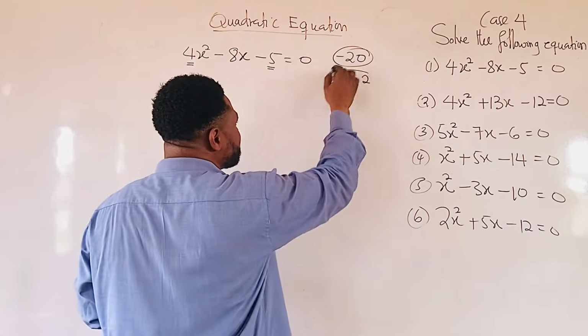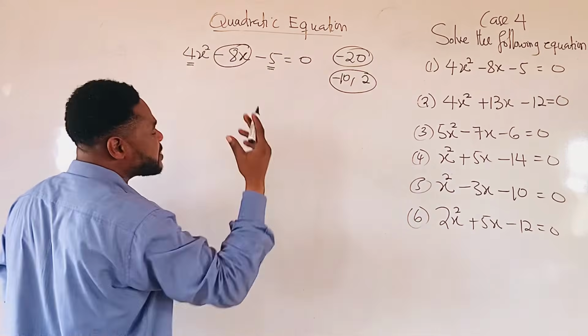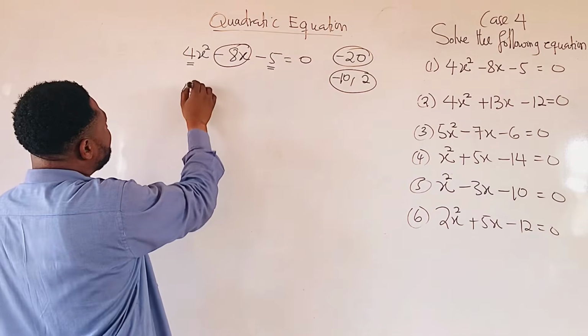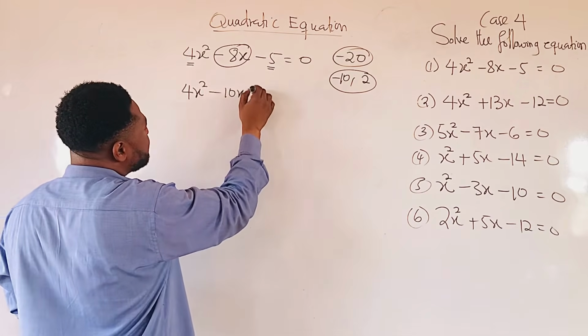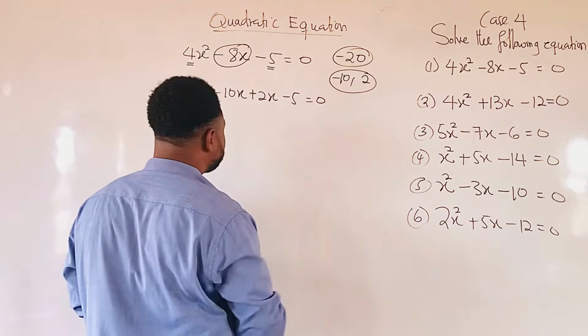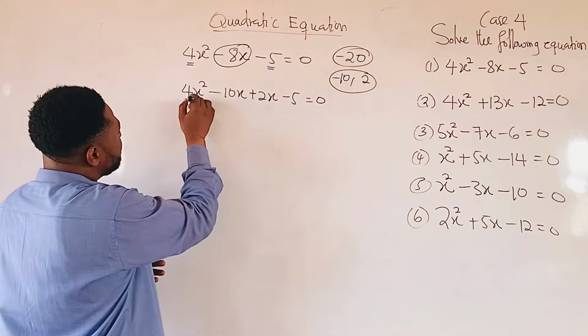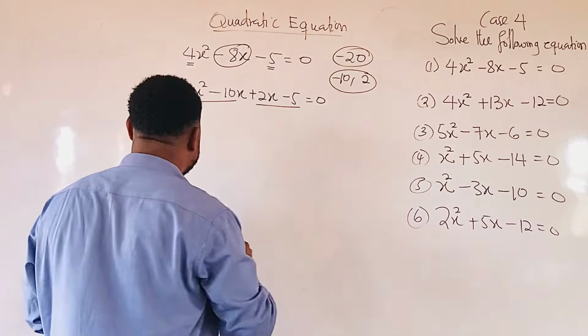We are going to use these two factors to replace our negative 8x. Let's see how we can do it. So we have 4x squared, all right, minus 10x plus 2x minus 5 equal to 0. At this level, we group the first two and the last two and factorize. Let's see how we can do that.